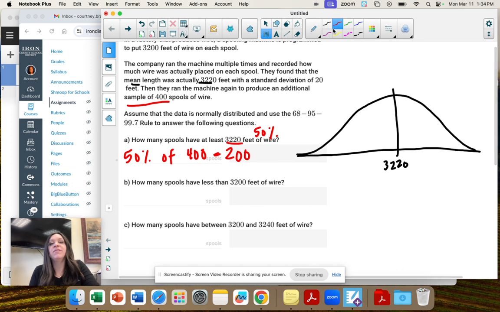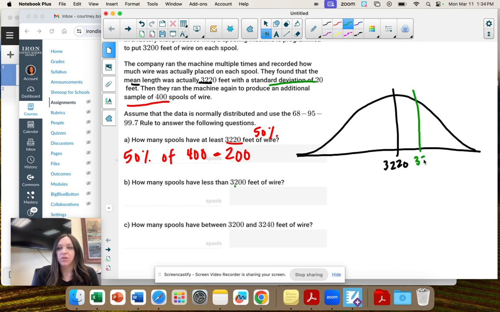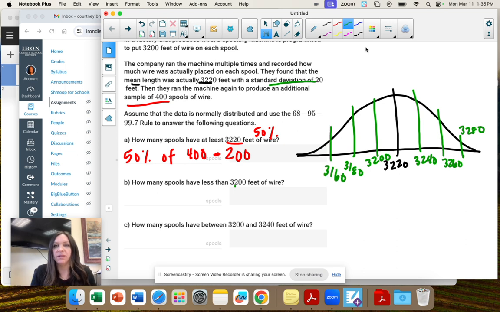Okay, now we have some other numbers here, 3,200, 3,240. So now we're going to use our standard deviation of 20. So we're going to add 20 to go to 3,240, and we could keep going. It'd be 3,260, 3,280, and then you're subtracting 20 the other way. So 3,200, 3,180, 3,160. So this is saying how many spools have less than 3,200.